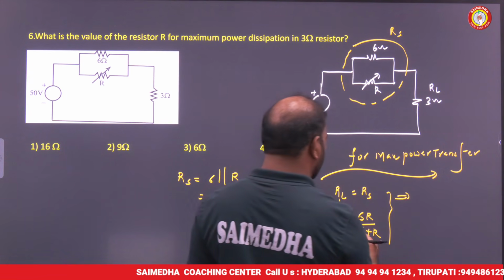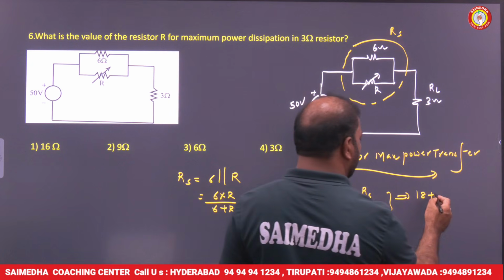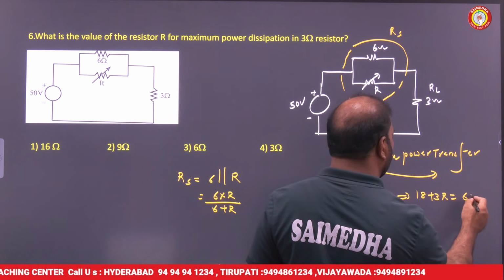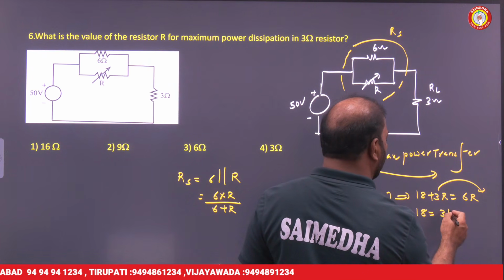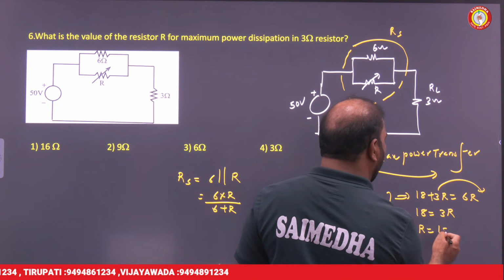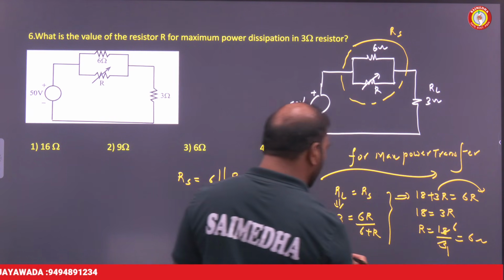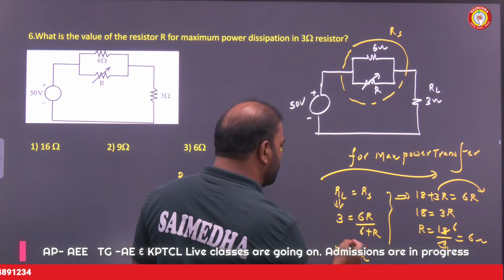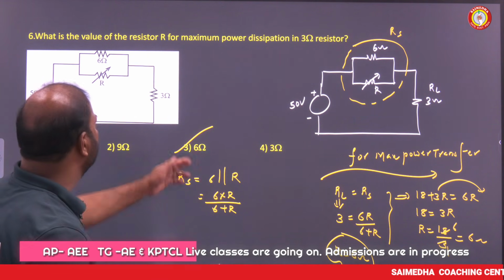If you simplify this, 6 into 3, 18. 18 plus 3R equals 6R. Shift the 3R to the right side: 18 is equal to 6R minus 3R, which is 3R. R is equal to 18 by 3, which means 6 ohms. R is equal to 6 ohms.